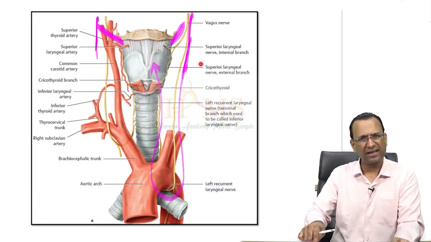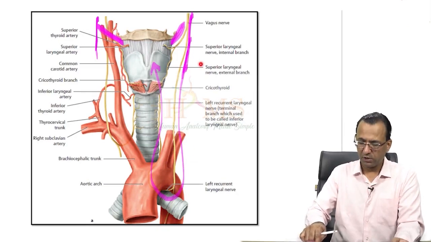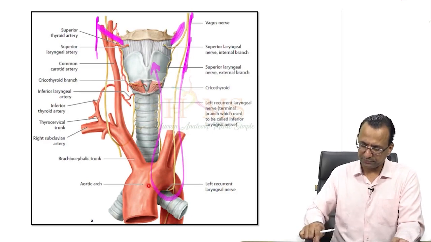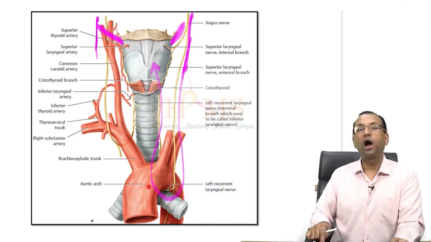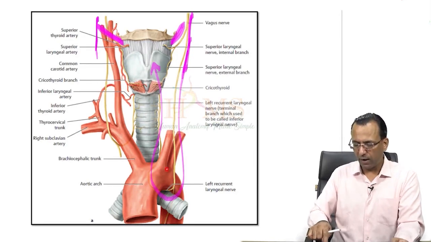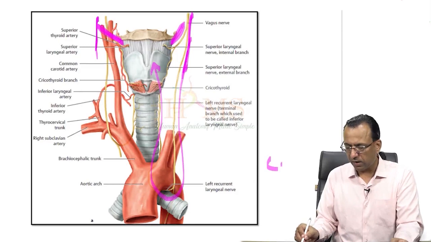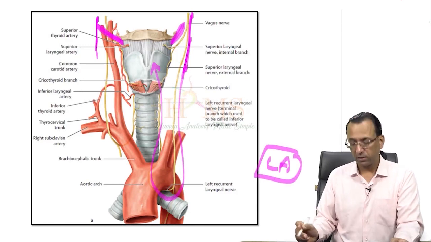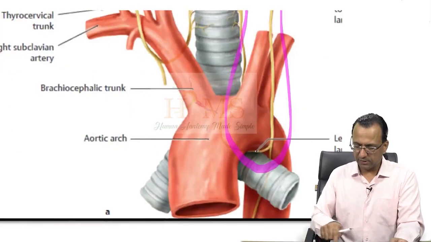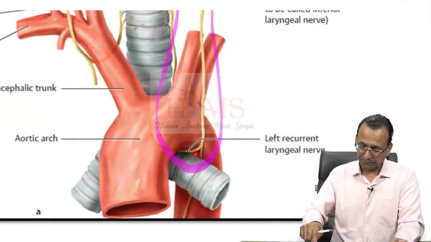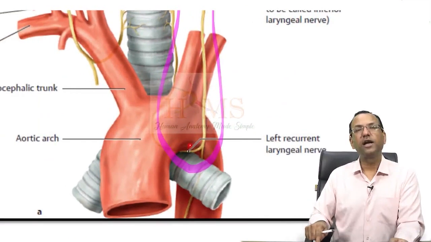You are telling the left recurrent laryngeal nerve is longer and coming back to supply. That is why it is called recurrent. Yes, that's why recurrent. So, the recurrent laryngeal nerve is making a loop under the arch of aorta and hooking under the ligamentum arteriosum attaching to the arch of aorta. You are telling that this is the left-sided laryngeal nerve here.